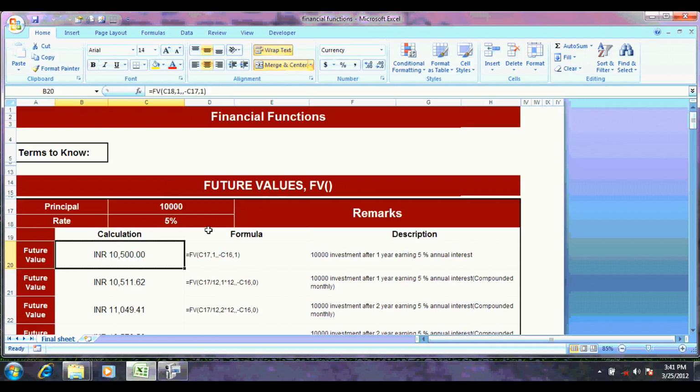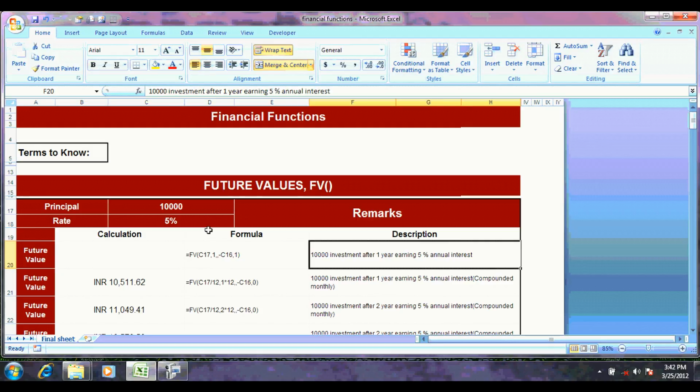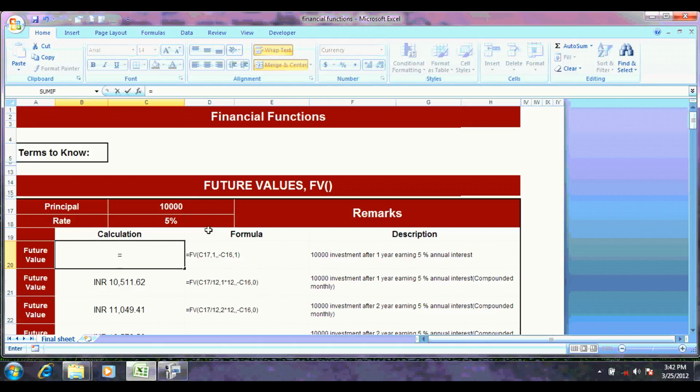Now let's assume you have a principal of around 10,000 rupees and the rate of interest is 5%. Your objective is to invest this 10,000 rupees for a period of 1 year, assuming the interest rate is 5%. So you want to know the future value of your investment. You type equal to FV, that is the formula for future value. Press tab, rate of interest is 5%, which is matching with this. So just click over here.